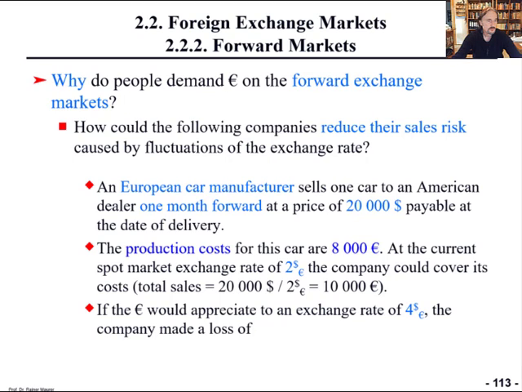If the euro would, however, appreciate, let's say to an exchange rate of $4 per euro, the company would make a loss. The dollar sales revenues of $20,000 would then have a euro value of only 5,000 euro, such that the incoming revenues would not cover the costs and a loss of 3,000 euro would result. So this is the exchange rate risk of the European car manufacturer.